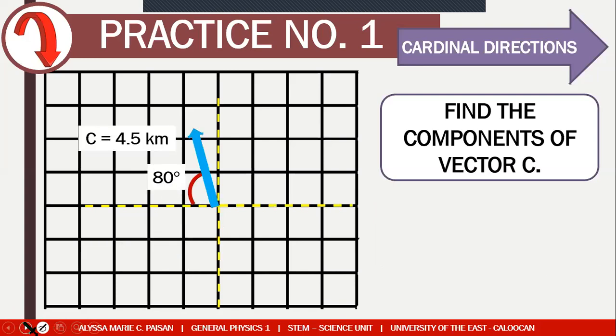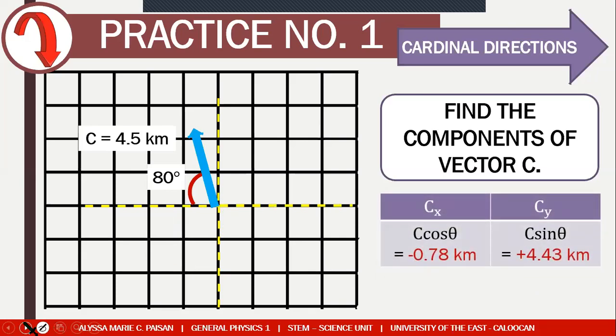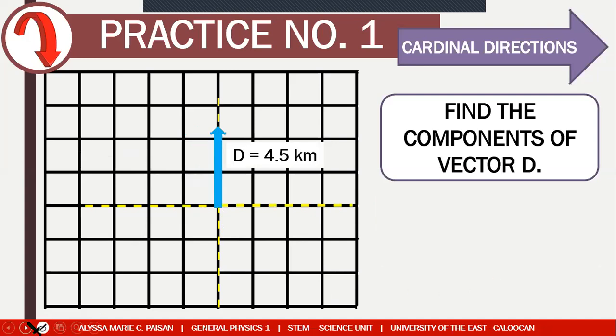Next example. So this time, vector C, we no longer have to subtract from 90 because it is already relative to the x-axis. So, as is, we will input that in the equation that we have. That's C cosine theta and then C sine theta, and we use the 80 degrees already. And again, these will be the results if you input that in your calculator. And because vector C is in the second quadrant, the x component will be negative and the y component will be positive.